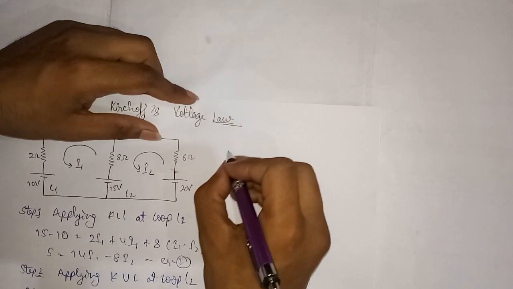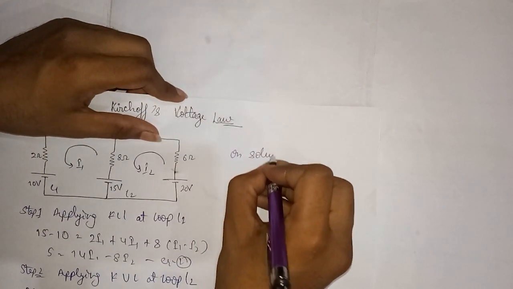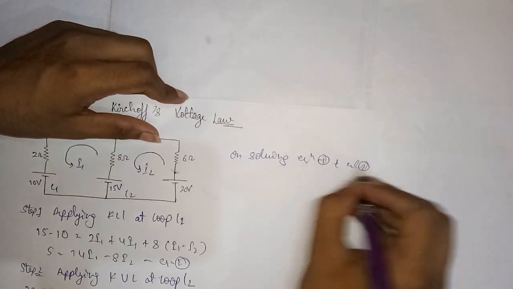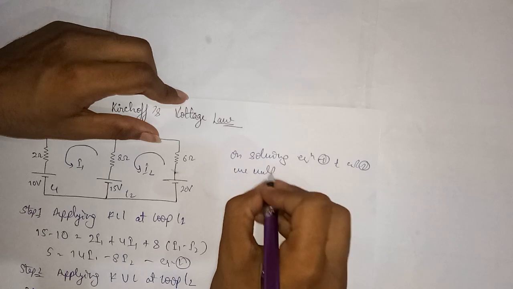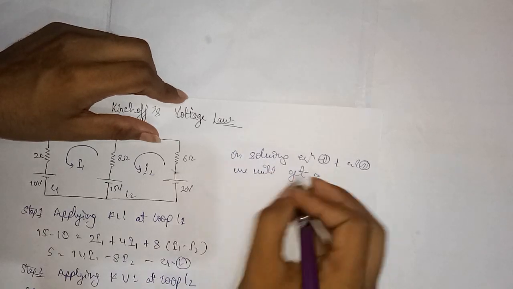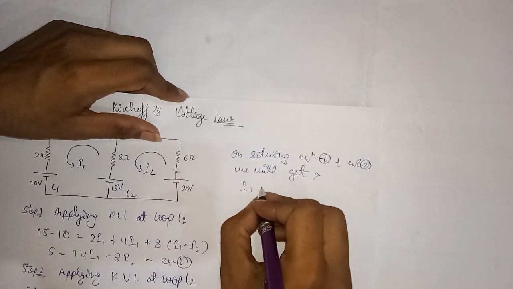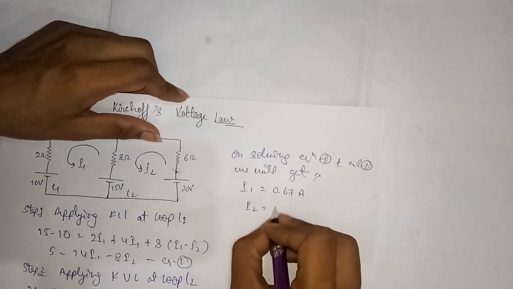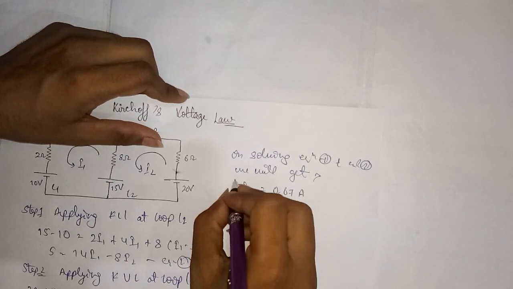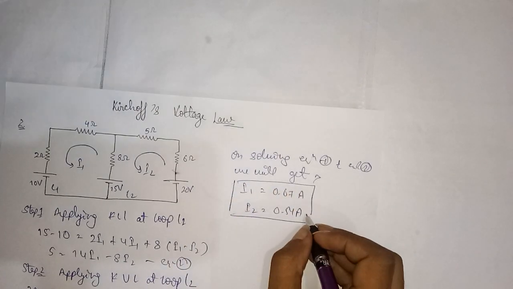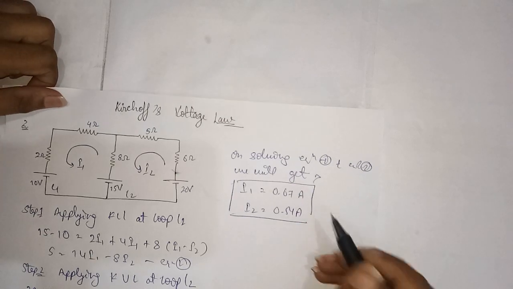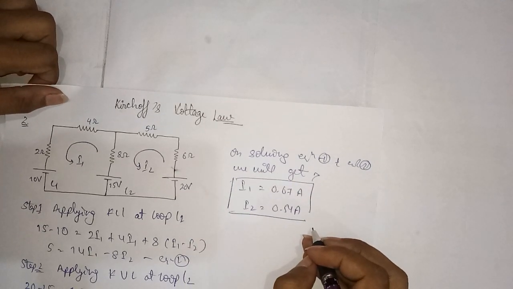So on solving equation number 1 and equation number 2, we will get I1 equal to 0.67 ampere and I2 equal to 0.54 ampere. So this much is this question. So gentlemen, this is all about this question.